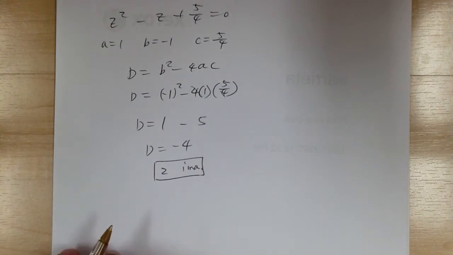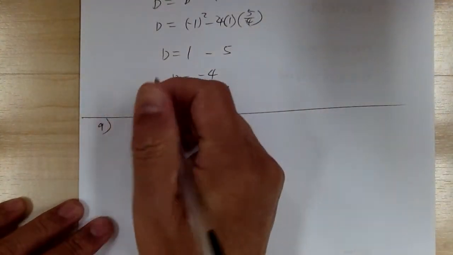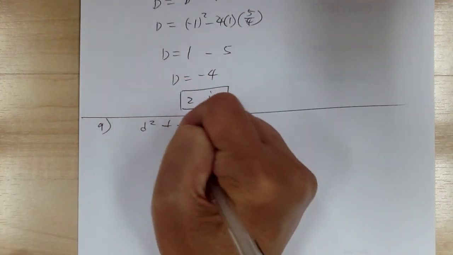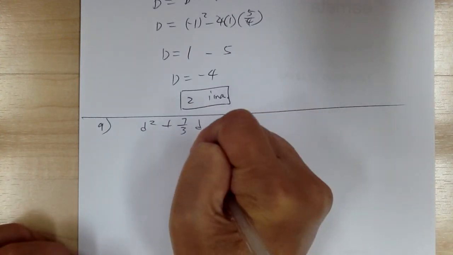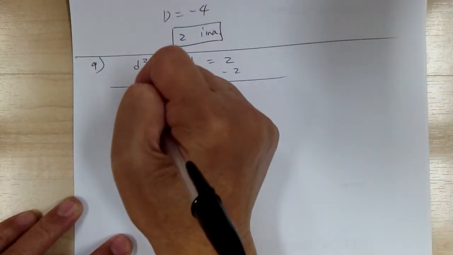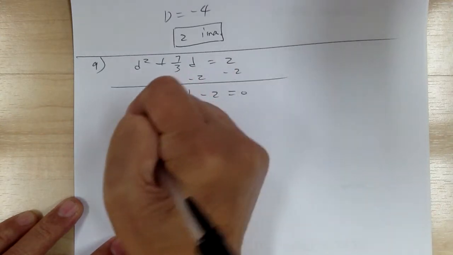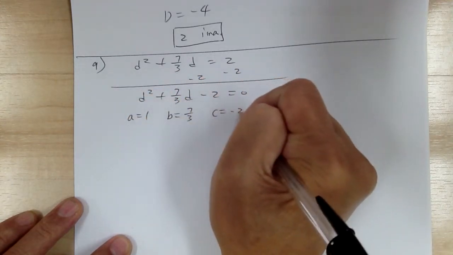Okay, let's go to number 9. You have d squared plus 7 over 3d equal to 2. So minus 2 on both sides, to move it to the left side so you get 0. So d squared plus 7 over 3d minus 2 equal to 0. So a equal to 1, b equal to 7 over 3, c equal to negative 2.